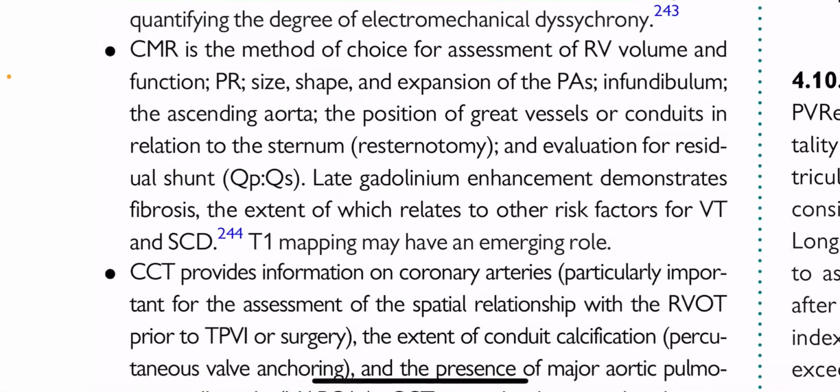CMR is the method of choice for assessment of RV volume and function, pulmonary regurgitation, size, shape, and expansion of the pulmonary arteries, infundibulum, the ascending aorta, the position of great vessels or conduits in relation to the sternum, re-sternotomy, and evaluation for residual shunt QP/QS ratio. Late gadolinium enhancement demonstrates fibrosis, the extent of which relates to other risk factors for VT and sudden cardiac death. T1 mapping may have an emerging role.